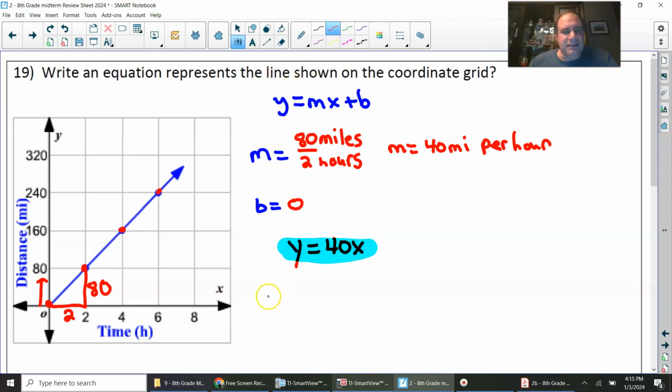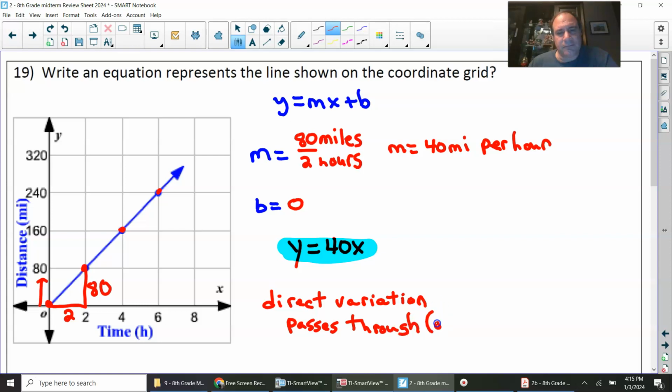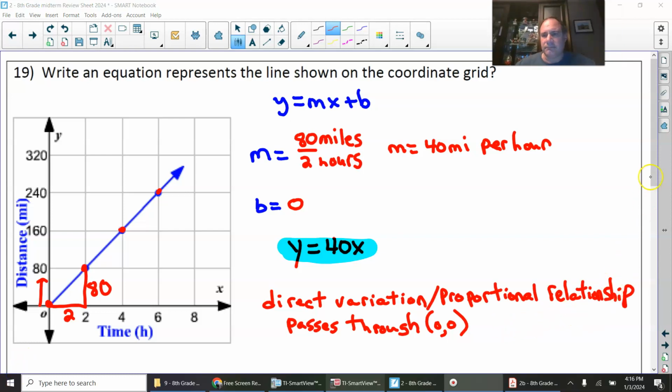By the way, this is known as a direct variation. In a direct variation, the line passes through the origin. All right, so that is a direct variation, or it's also called a proportional relationship. And that's it.